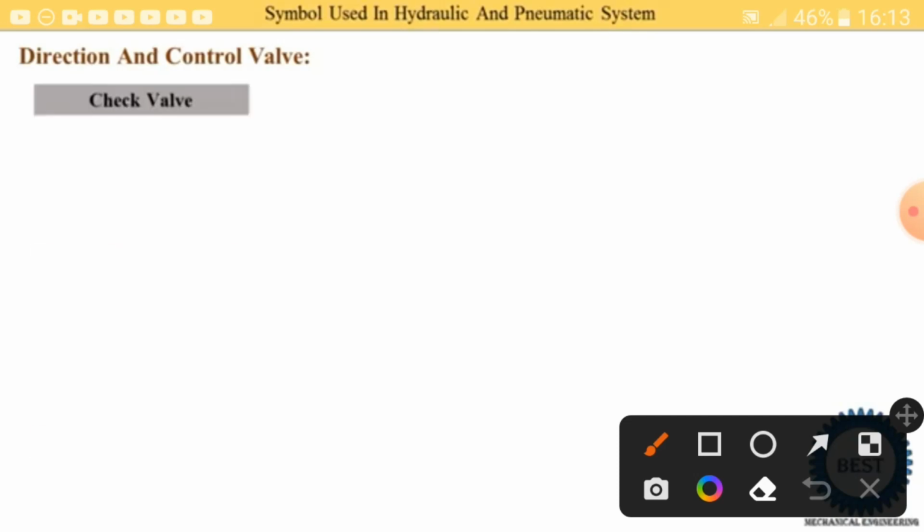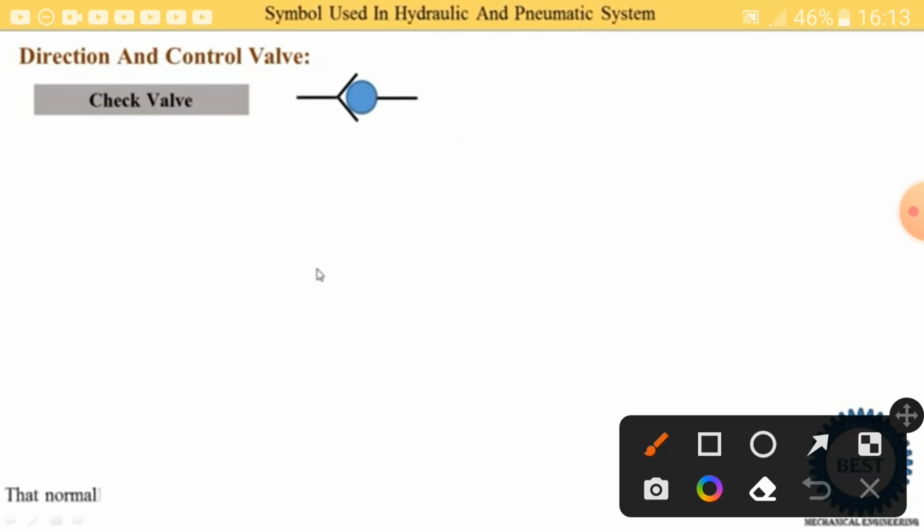The first is the check valve. The check valve symbol is drawn like this. First you need to draw one circle, then two inclined lines and two horizontal lines. One horizontal line indicates the input, and the second horizontal line is called the output.